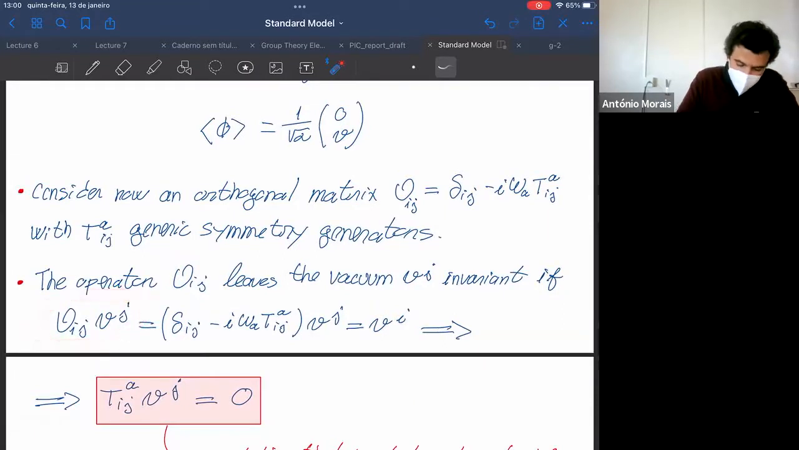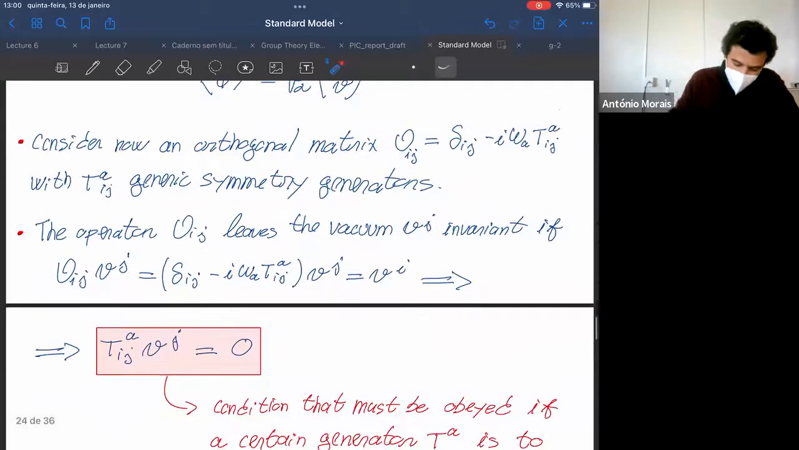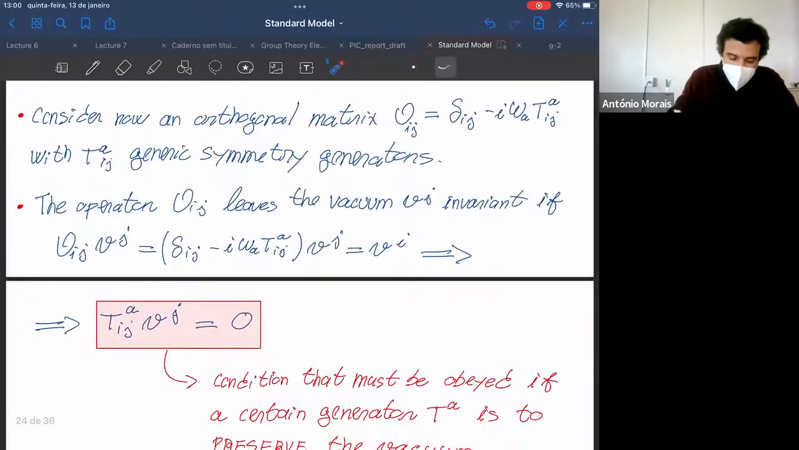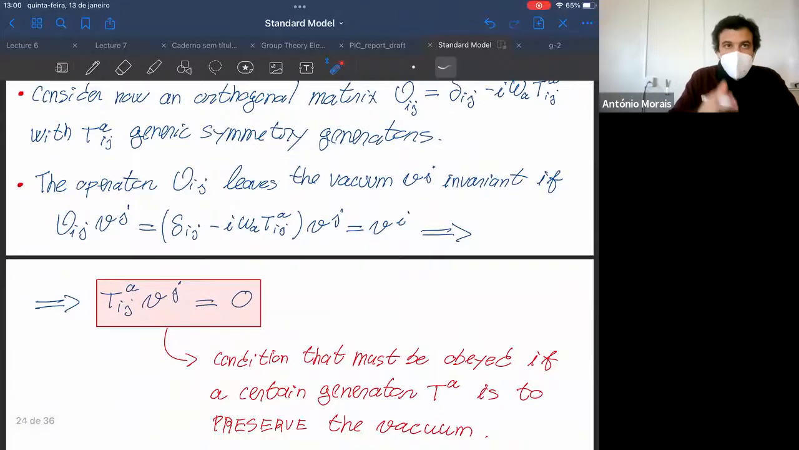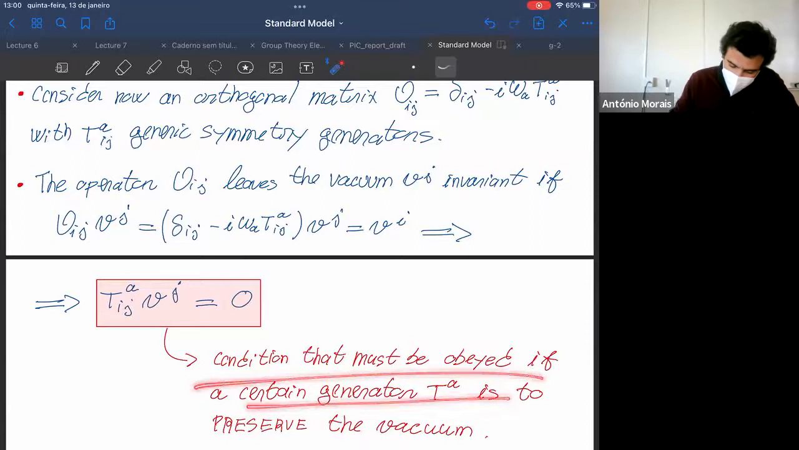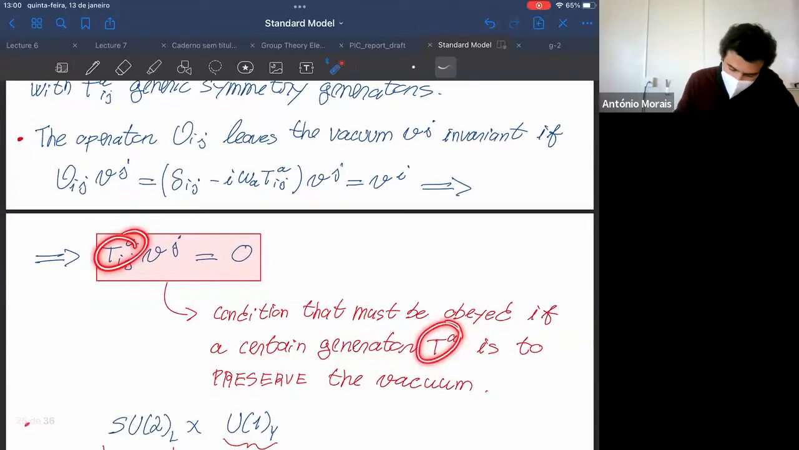So we have this O_ij, and a vacuum is preserved when this preserves the structure of the vacuum. So basically O_ij V_j equals V_i, which means that this part would have to be 0. So we say that this is the condition. We don't know the generic matrix, but we know the generators, and it's enough to fulfill this. So you apply a generator to your vacuum configuration, and it has to give 0. This is a matrix 0. So this is the condition for a certain T^a generator to preserve the vacuum.